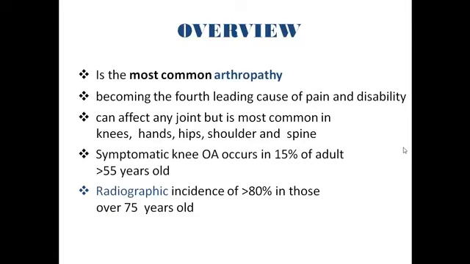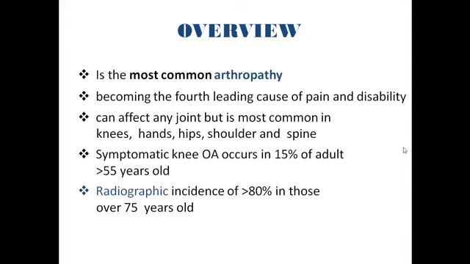Overview: degenerative joint disease is the most common arthropathy, more common than rheumatoid arthritis, because osteoarthritis is almost invariably seen in our day-to-day practice. It is becoming the fourth leading cause of pain and disability. It can affect any joint, but is most common in knees, hands, hips, shoulder, and spine, mostly the cervical spine and lumbosacral spine.